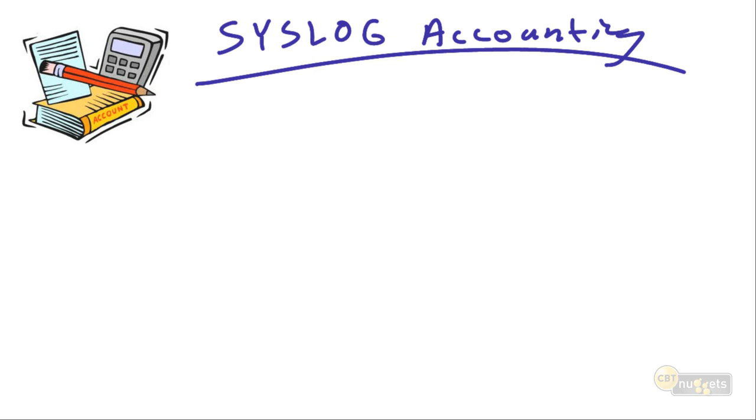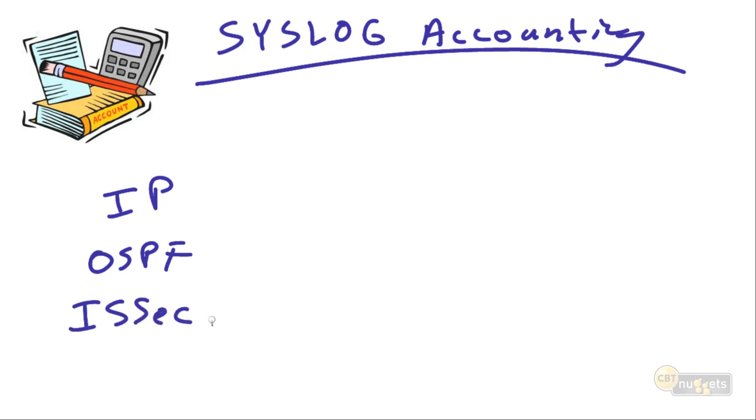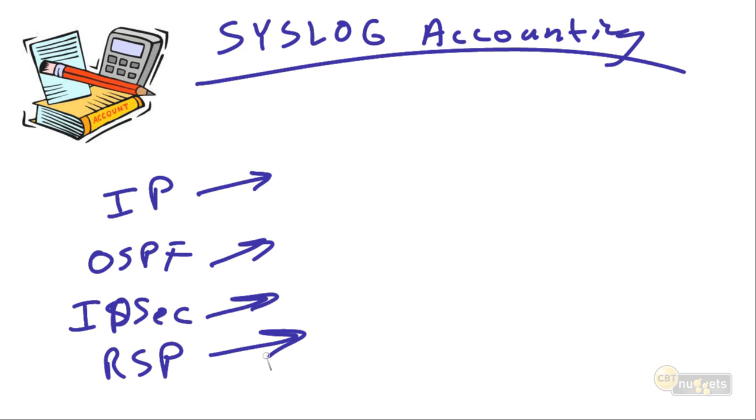Now we recall that Cisco devices are going to generate these system messages. IP might generate them. OSPF might generate them. How about IP security? How about, let's see, the route switch processor? All of these are examples of facilities that exist on the router that might generate system messages.